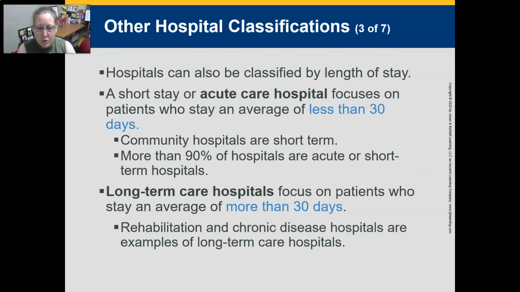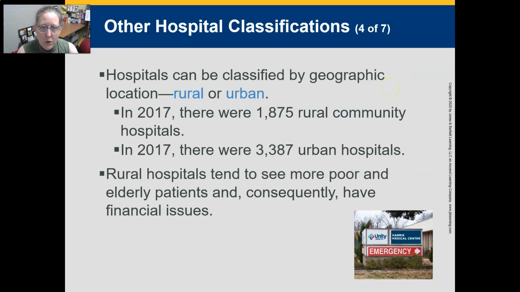But there are some long-term care hospitals. They focus on patients who stay an average of more than 30 days, and this could be 6 months or more. They usually are rehabilitation hospitals or chronic disease hospitals. There are some where, if a patient has to be on a ventilator long term, they will go to a long-term care hospital. They can also be classified by geographic location, so they are either rural or urban.